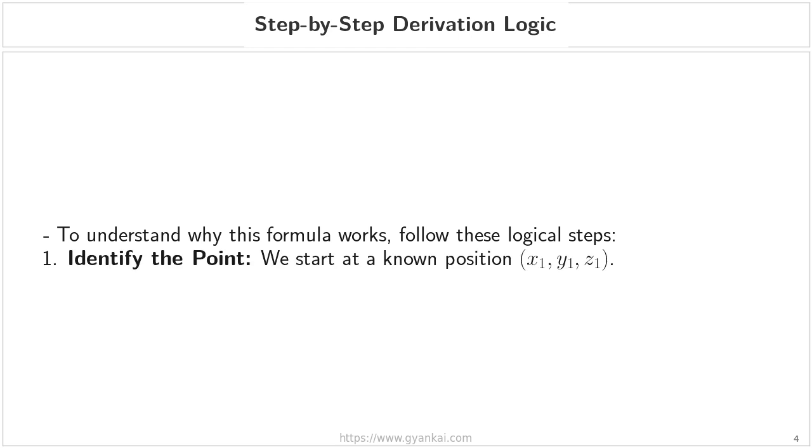First, we start with the basics, identify the point. We begin with a known fixed position in space, which we call x sub 1, y sub 1, z sub 1. This is our starting anchor on the line.